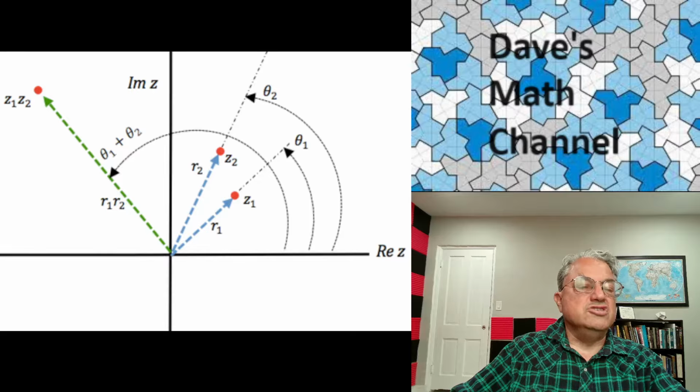And the other thing is that the absolute values multiply. So your first complex number Z1 has absolute value R1, that's just the length, if you think of it as a vector. And then Z2 has absolute value R2. And then it turns out that the product Z1 Z2 has absolute value R1 R2. So absolute values multiply and arguments add. That's the rule for multiplying complex numbers in polar form. Very nice rule, easy to remember.